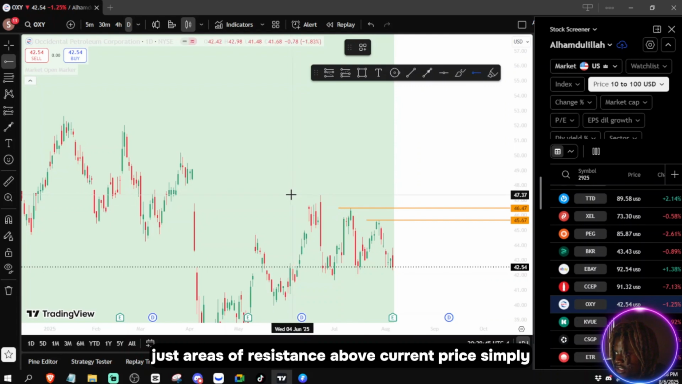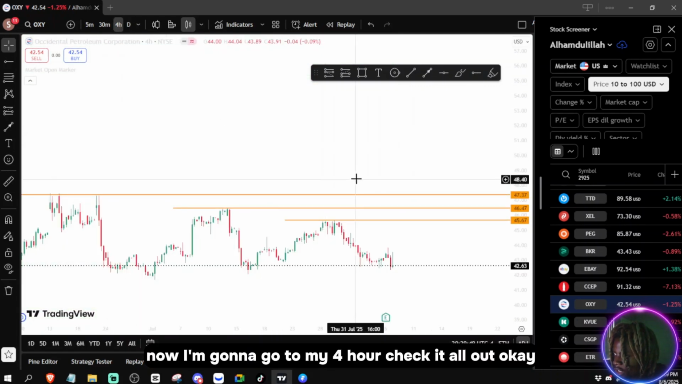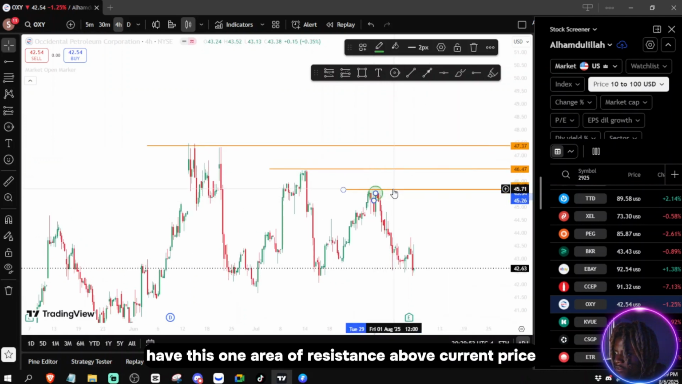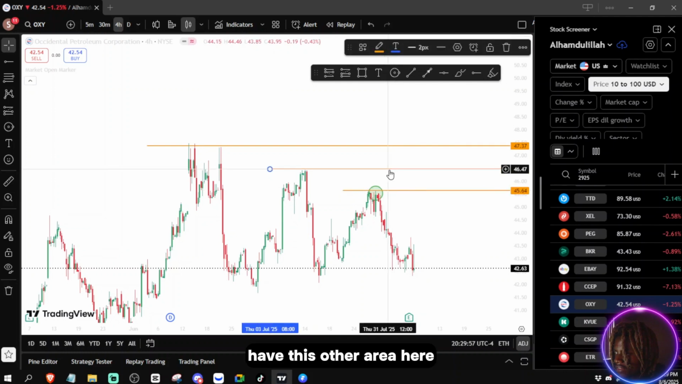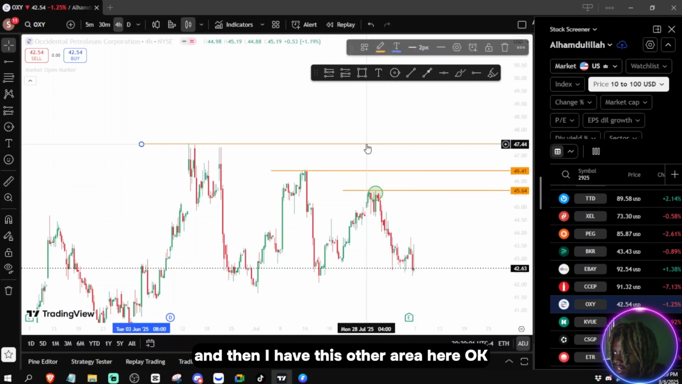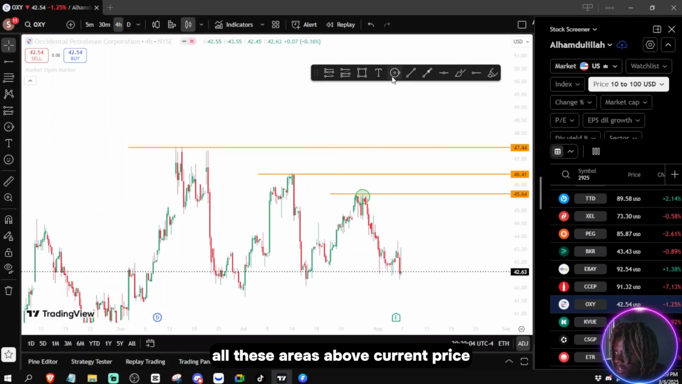Just areas of resistance above current price, simply. Okay, now I'm going to go to my 4-hour and check it all out. I have this one area of resistance above current price, this other area here, and then this other area here. All these areas are above current price.